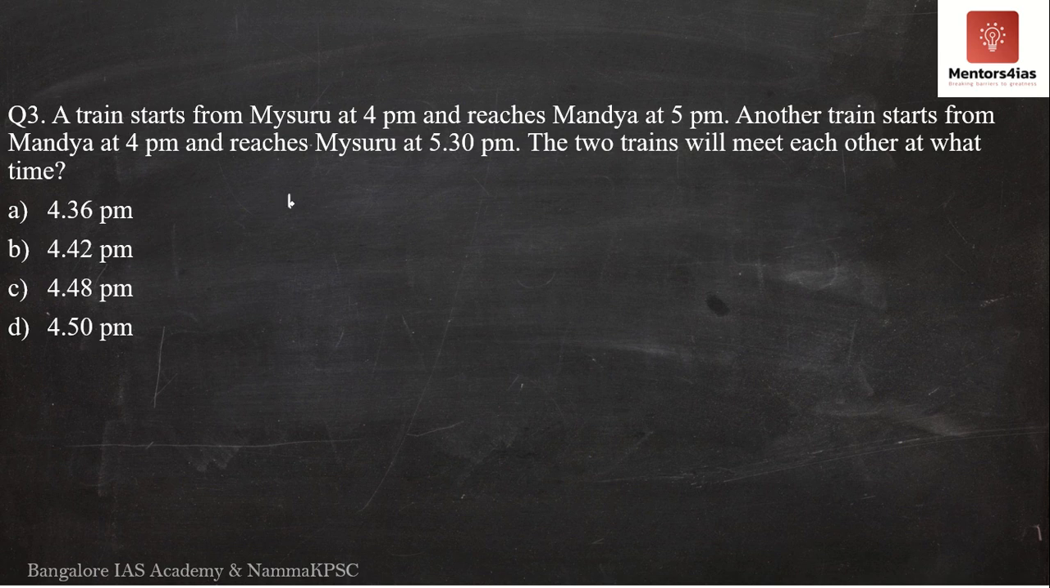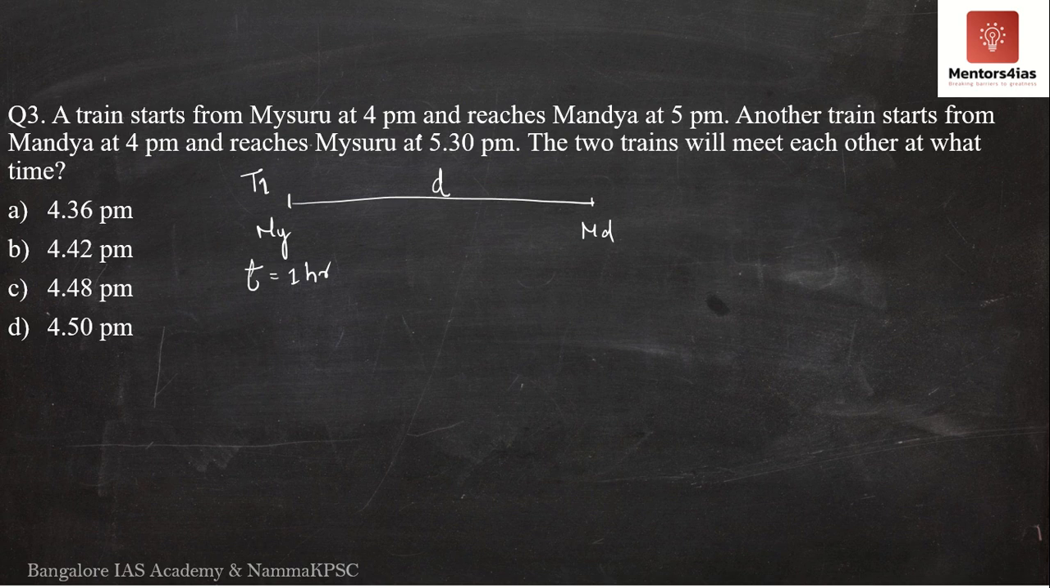Okay, so we have Mysuru and we have Mandya. Let me just say that this is the distance D between Mysore and Mandya. So this question is saying a train starts from Mysore at 4 p.m. and reaches Mandya at 5 p.m. Meaning what? What is the time taken by train 1, the first train, to cover distance D? It is 1 hour, correct? 4 p.m. to 5 p.m. So the first train takes 1 hour to cover distance D from Mysore to Mandya.